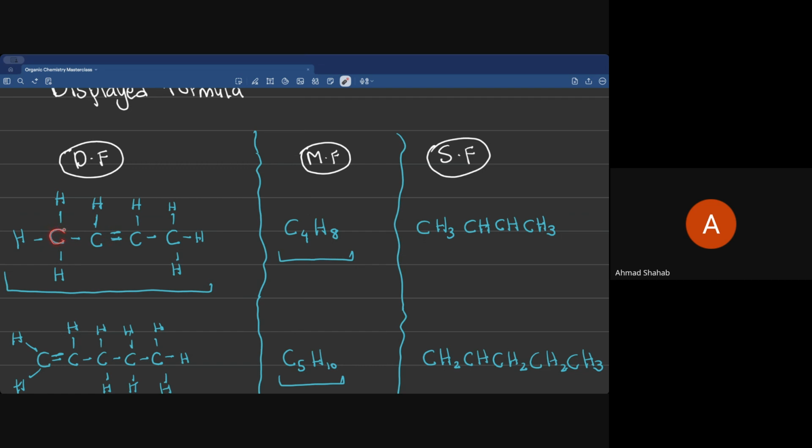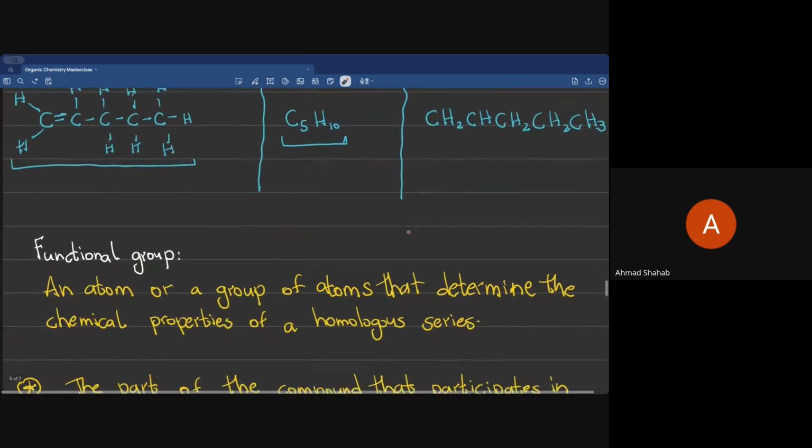Then I looked at this carbon. It had 1 bond here. It needed 3 more. I drew 3 hydrogens. इसके पास 1 2 3 इसने already bonds किए हुए थे. 1 hydrogen चाहिए थी, मैंने 1 hydrogen बना दी. Same goes for this, and same goes for this. I drew the molecular formula. I drew the structural formula, and that is the same way as we did with an alkane.